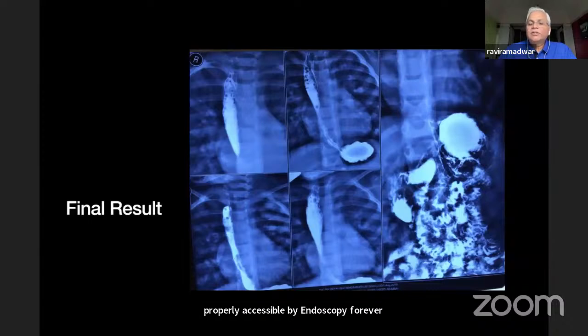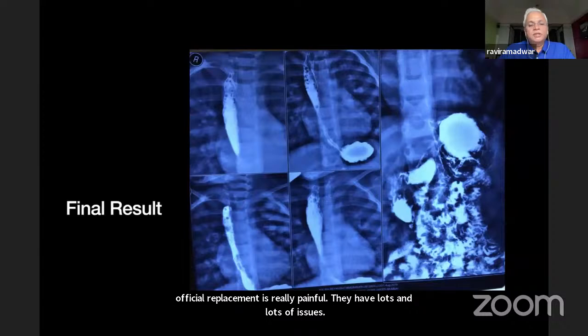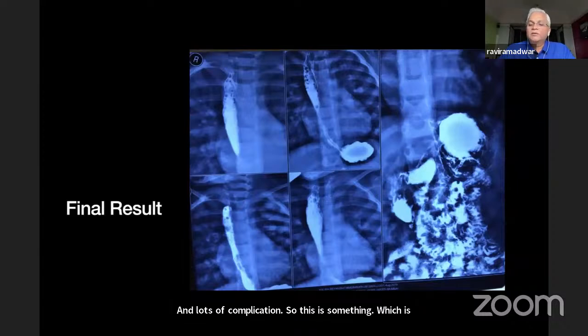So this is something which we have started working on since the last 7-8 years, and it is giving very good results. This is something which I want all the pediatricians, as well as anybody else who is involved in looking after these babies, to be aware of: that this is a very good option, as post-operative care of esophageal replacement is really painful. They have lots and lots of issues and lots of complications. So it is important to remember that we can grow the esophagus, we can grow a variety of organs.